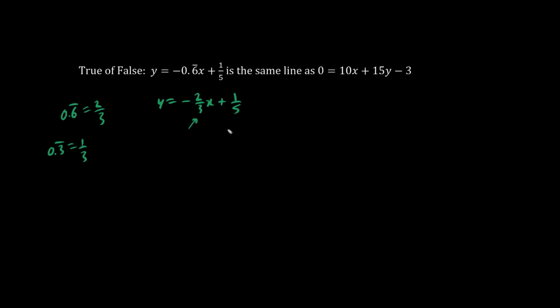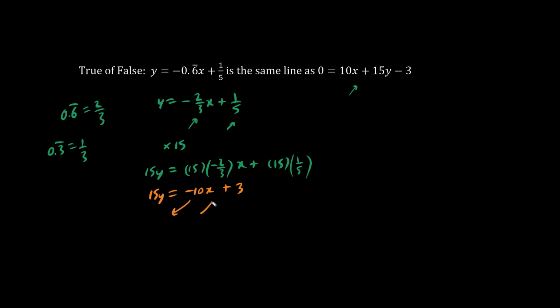We call this the slope intercept form, whereas this here is called the general form. Let's multiply by the LCM. 3 times 5 is 15. We have 15y equals 15 times negative 2/3 x plus 15 times 1/5. We have 15y equals 15 divided by 3 is 5, times negative 2 is negative 10x, plus 15 over 5 is 3.